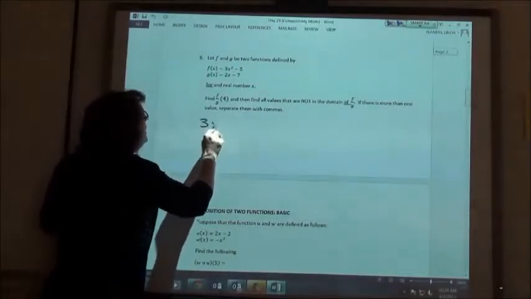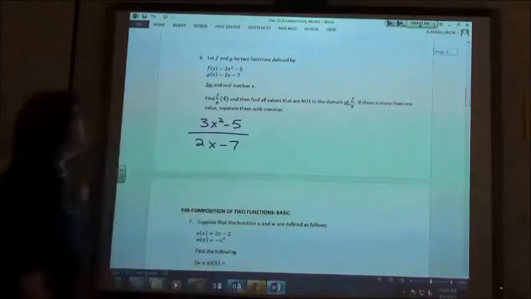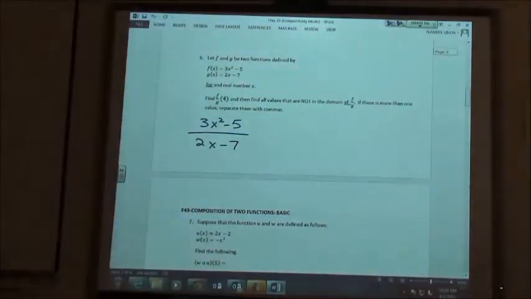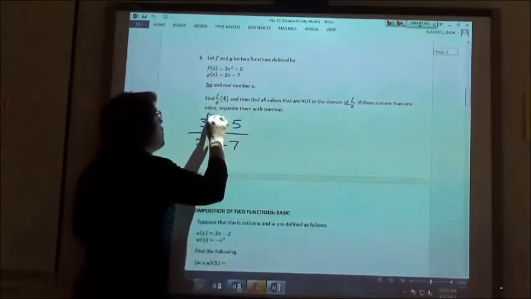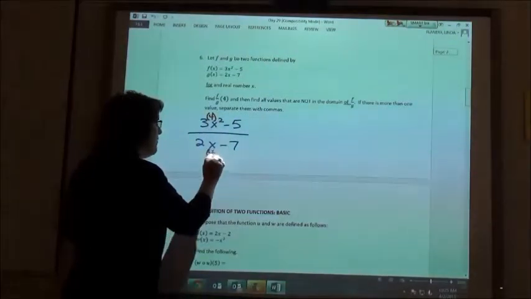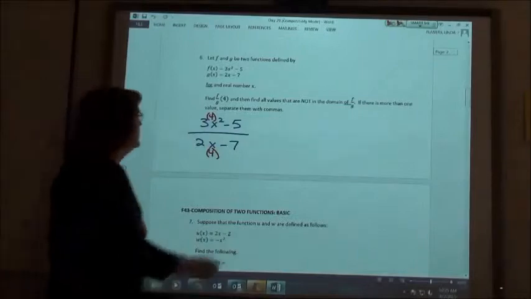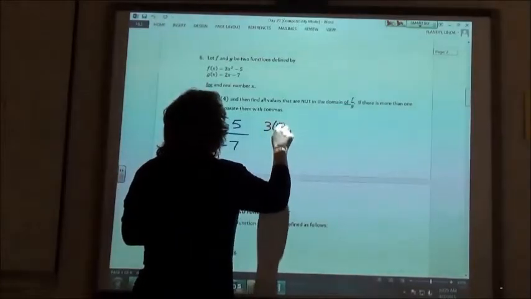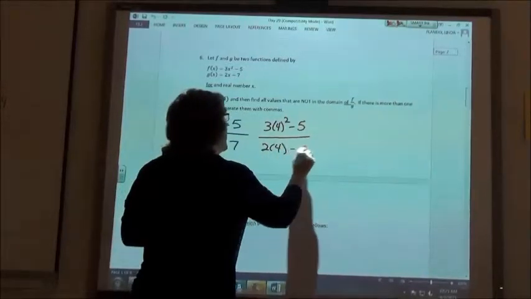So, f over g again. So we're going to have 3x squared minus 5 over 2x minus 7. They made this one a little bit different. It doesn't have the parentheses. It just has our regular equations. We're going to substitute what number in for x? 4. So we're going to put 4 in there and 4 in there. 3 times 4 squared minus 5, and 2 times 4 minus 7, right?